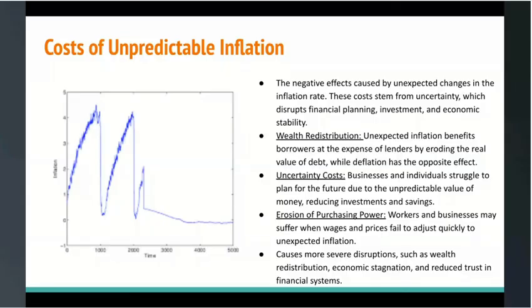And my last bullet is that unexpected inflation causes severe disruptions such as wealth redistribution, economic stagnation, and reduced trust in the financial systems. If there is unpredictable inflation and the economy, businesses, and workers did not know about it in advance, it will lead to these people not trusting the financial systems as much, because they did not prepare for it and they suffered in the end when they felt they could have known about it in advance, which would have let them bounce back from the inflation pretty quickly so that they did not suffer as much.